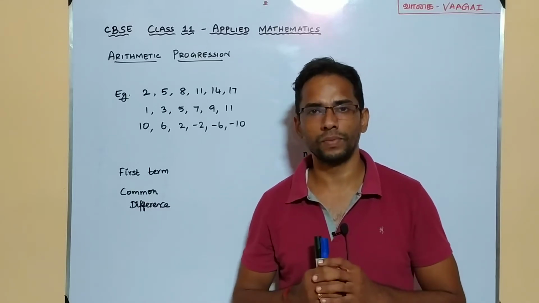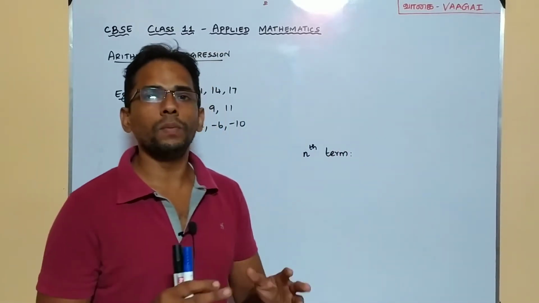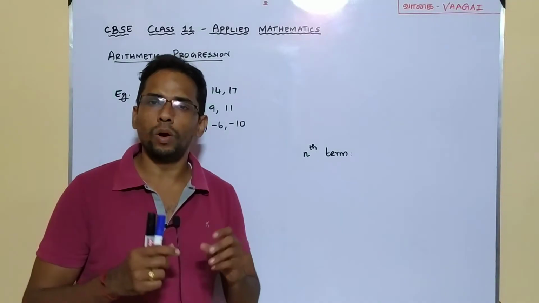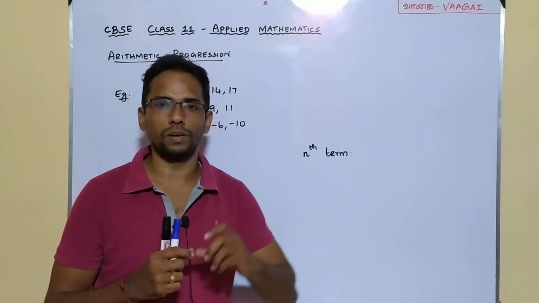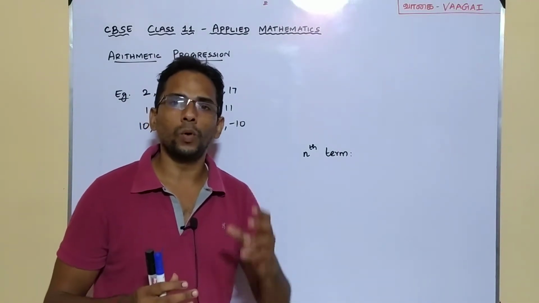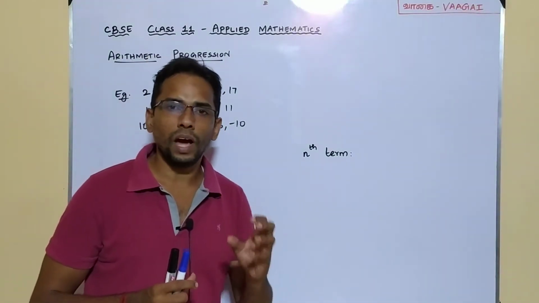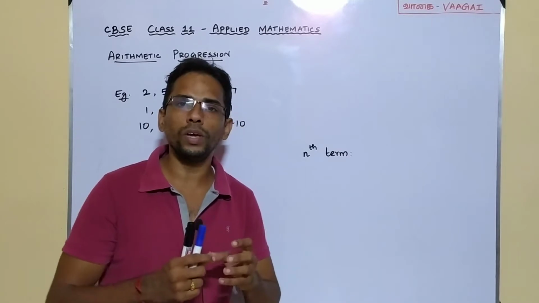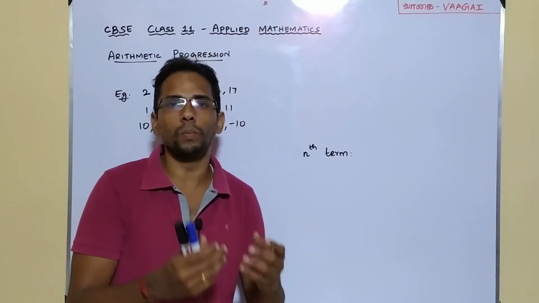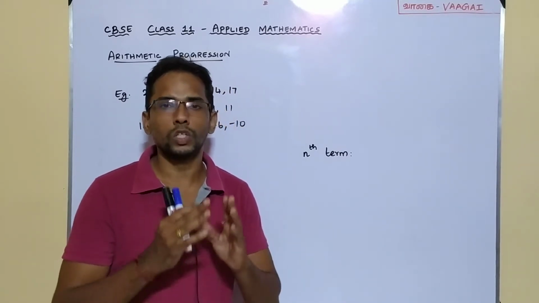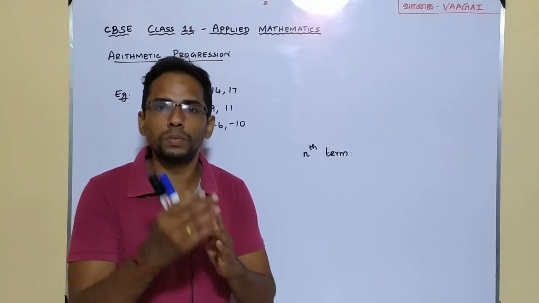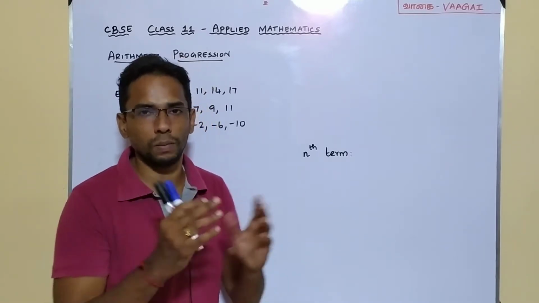Yes, let's begin. First of all, what do you mean by an arithmetic progression? Or basically, what do you mean by a progression? Very simple, a progression is nothing but a sequence of numbers. So we'll have a sequence of numbers following certain conditions, then it would become an arithmetic progression. Let us observe it using some basic examples.